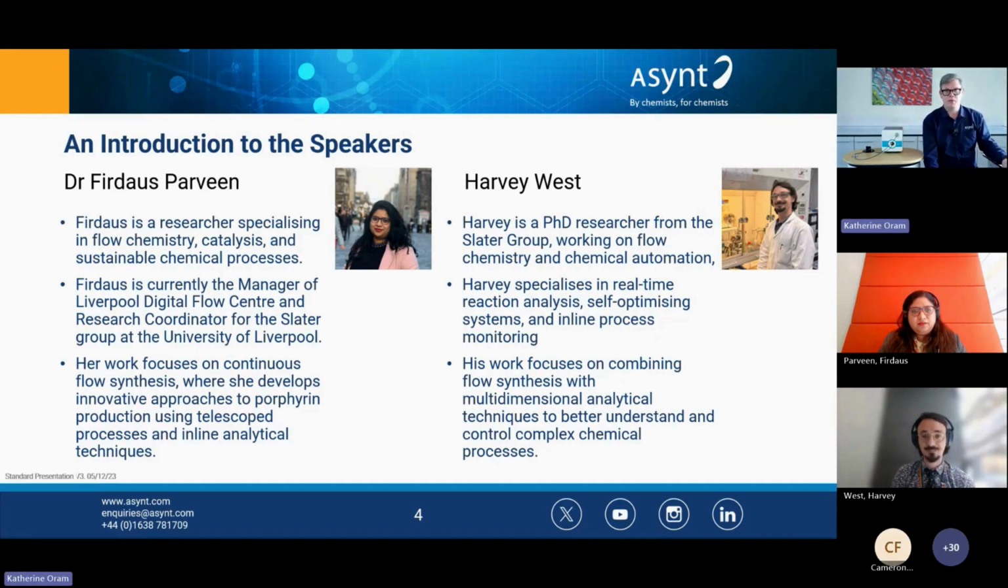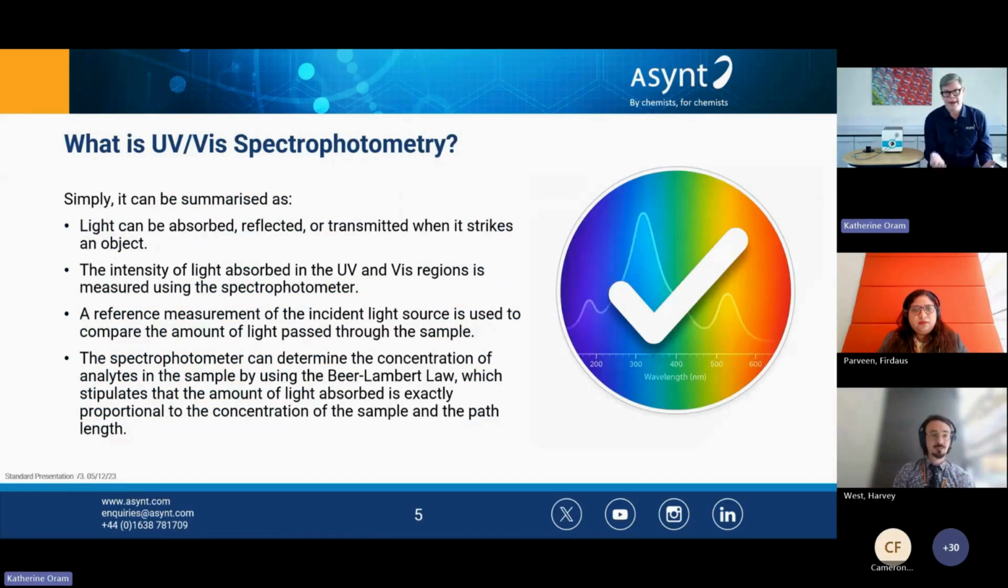Before we get on to the real scientific body of this, I just wanted to introduce why we're here. We're going to be talking about UV-vis spectrometry, which can simply be described as when light is absorbed, reflected or transmitted when it strikes an object. The intensity of the absorbed light in the UV and visible spectrum regions is measured using a spectrophotometer, which is what we're talking about.